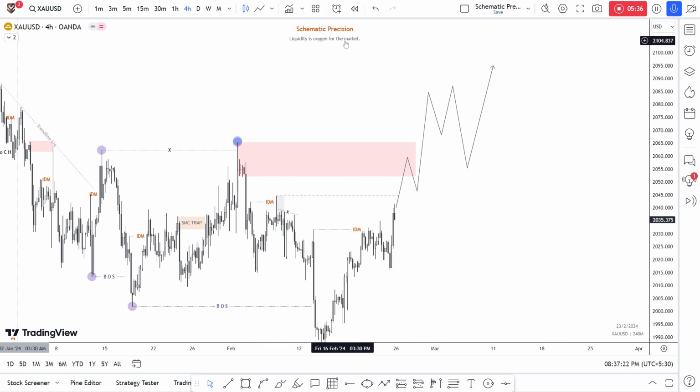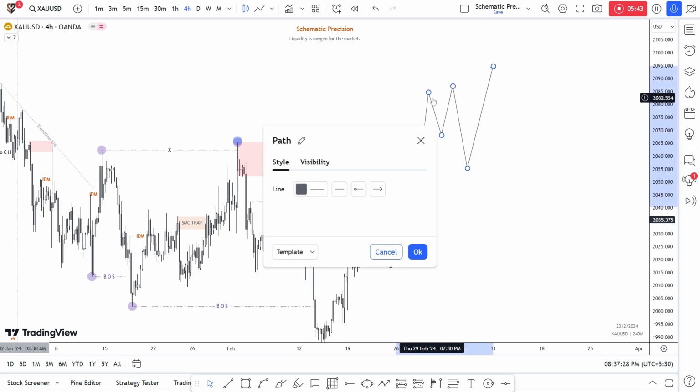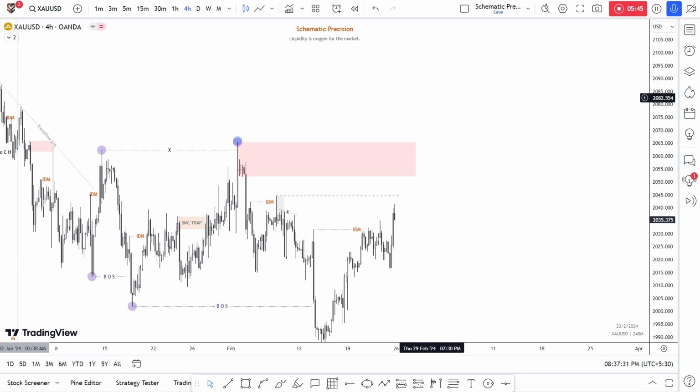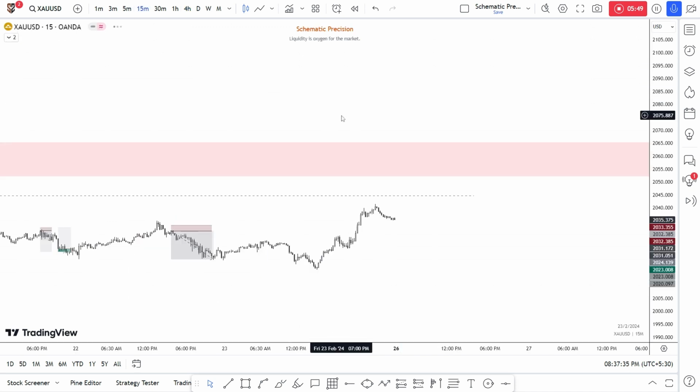As the tagline is, liquidity is the oxygen for the market. So make sure the liquidity is grabbed. If there is a raid, we can find the trade. Jumping on to the 15.